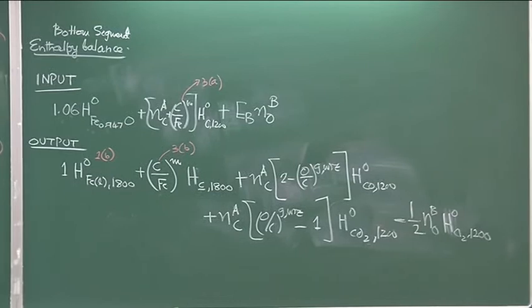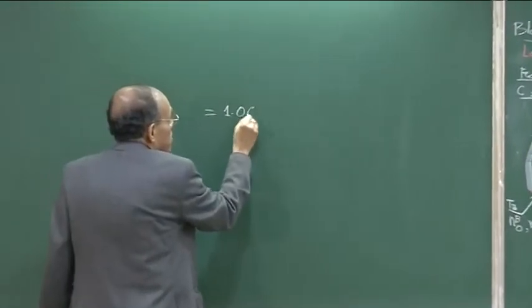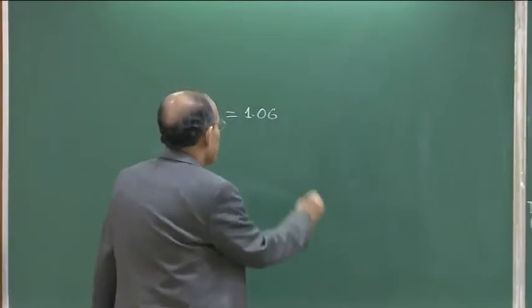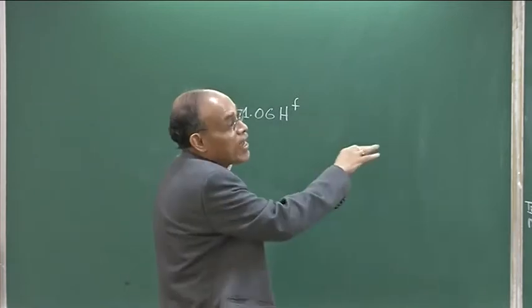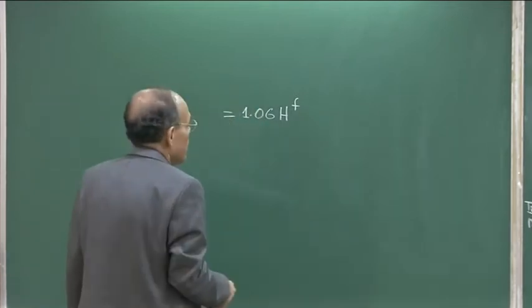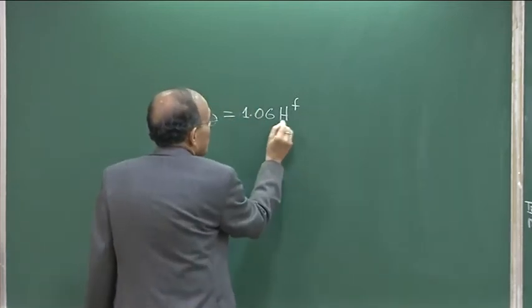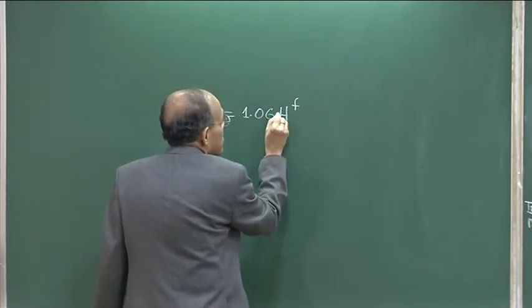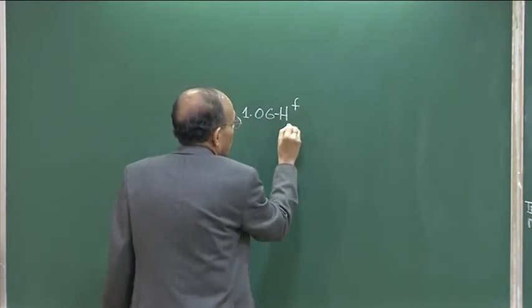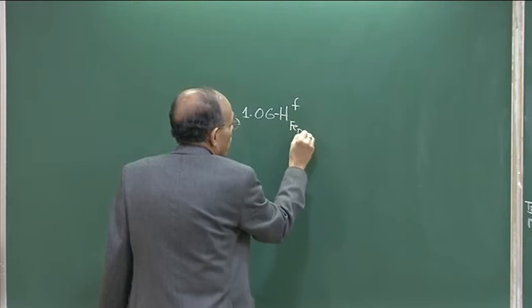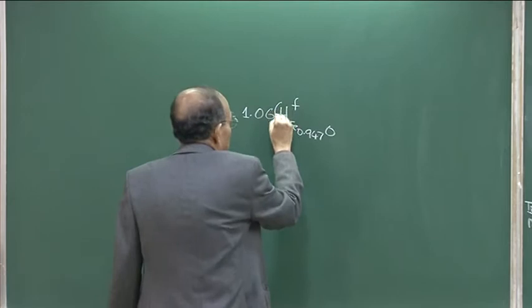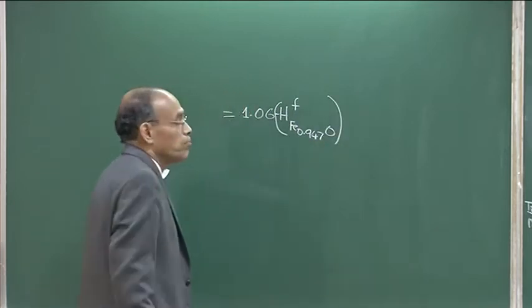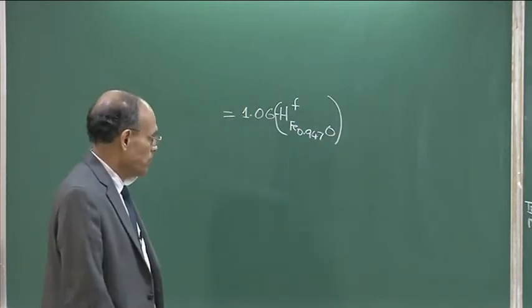So, that is what it is. It is 1.06, okay, and then heat of formation of, if you take it to the other side, reverse the sign. So, this must be given a sign of minus HF, and that is Fe 0.947 heat of formation, because I have taken it to the other side.